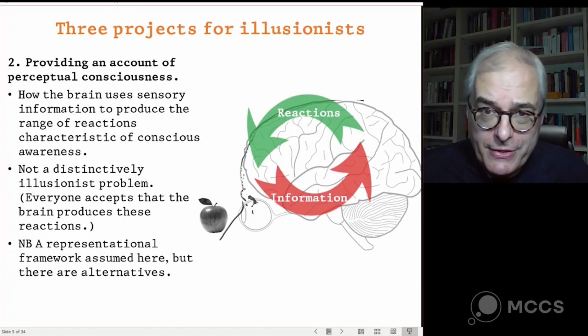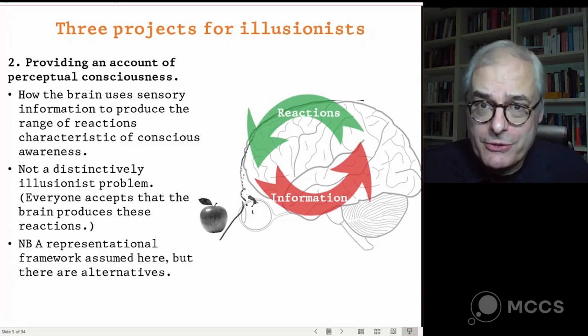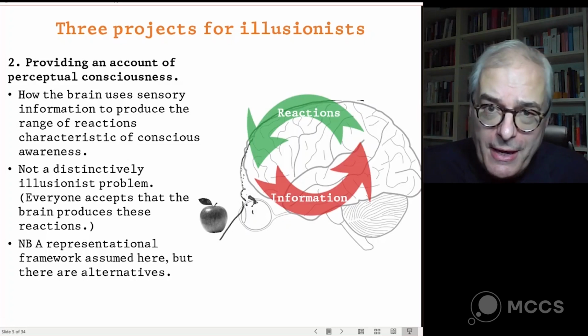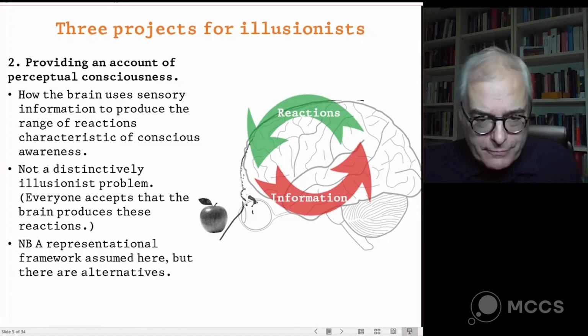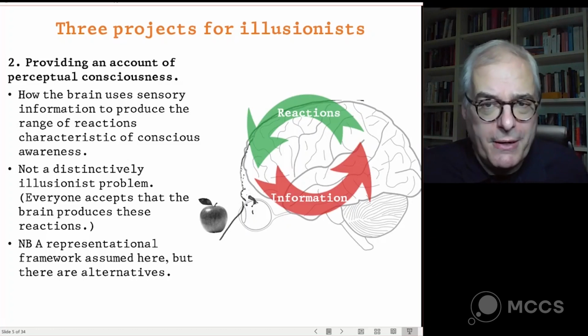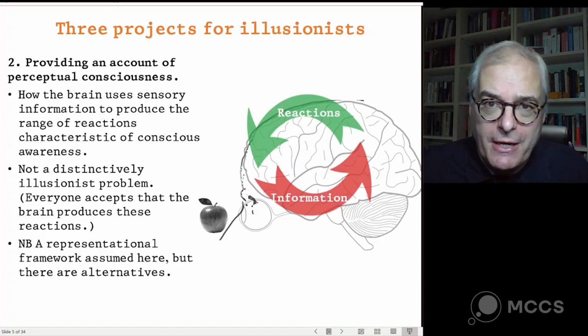And also, it's important to stress that there are other non-representational frameworks for thinking about the processes that underlie perceptual consciousness. For example, dynamical systems approaches, which try to explain our sensitivities and reactions in terms that don't involve positing internal representational states. I won't go into this here. It would take us too far away from our main topic. But it's important to stress that there are other, non-representational approaches, which are equally compatible with illusionism, I think.